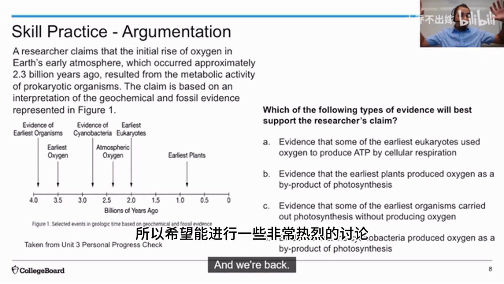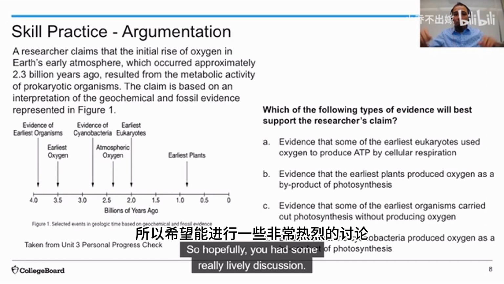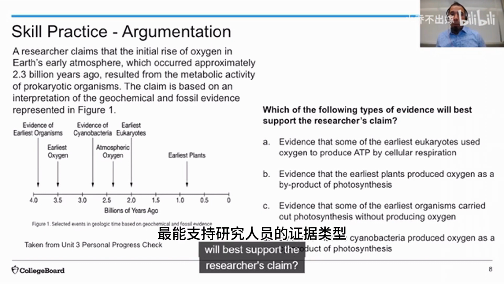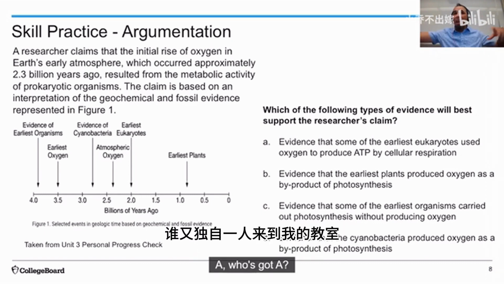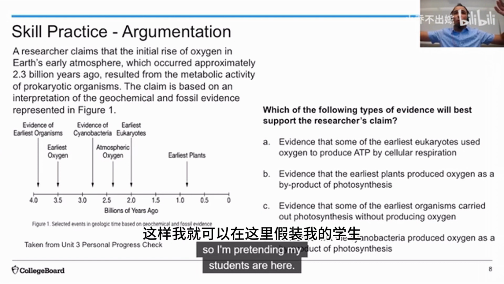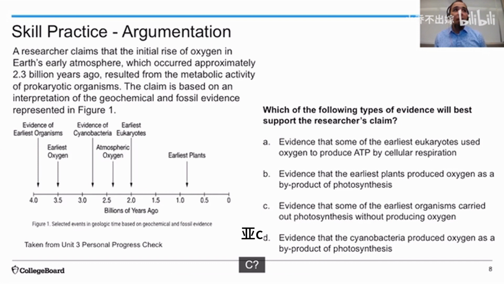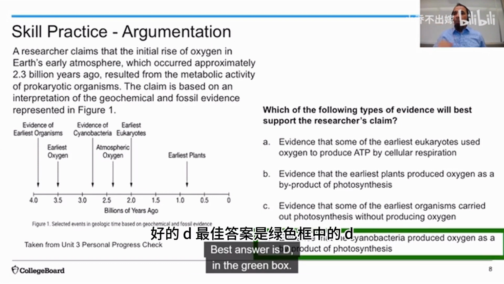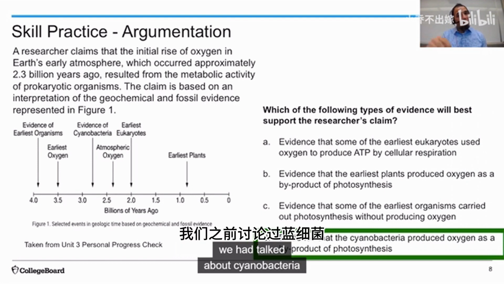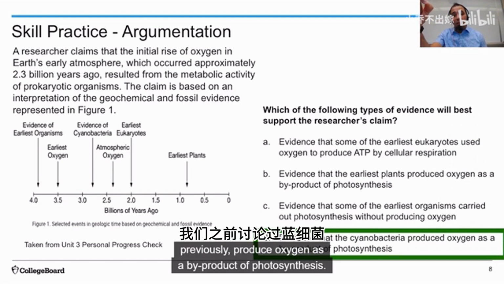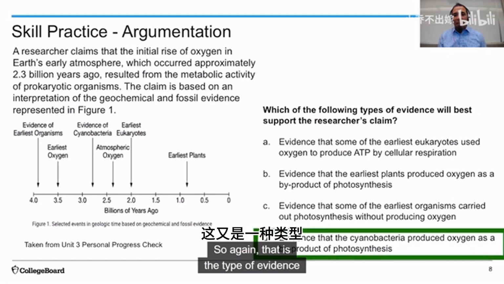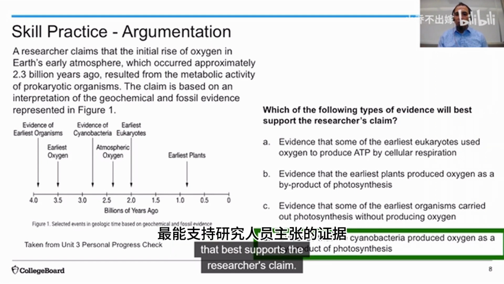And we're back. So hopefully you had some really lively discussion. Again, which of the following types of evidence will best support the researcher's claim? A, who's got A? Again, I'm in my classroom by myself, so I can pretend my students are here. B, maybe a couple of you. C, all right, D. Best answer is D in the green box. Evidence that cyanobacteria, if you noticed, we had talked about cyanobacteria previously, produce oxygen as a byproduct of photosynthesis. So again, that is the type of evidence that best supports the researcher's claim.